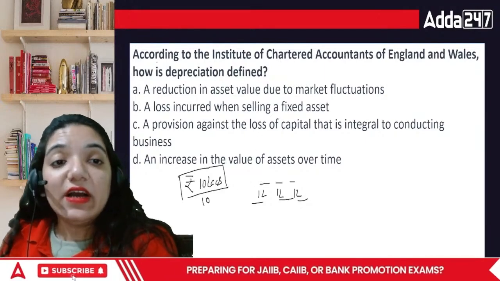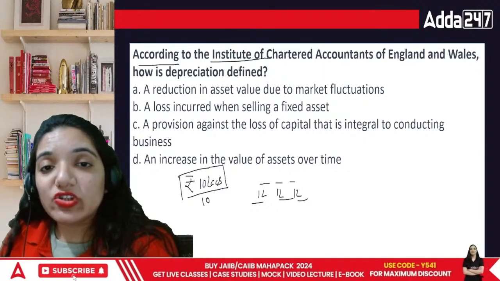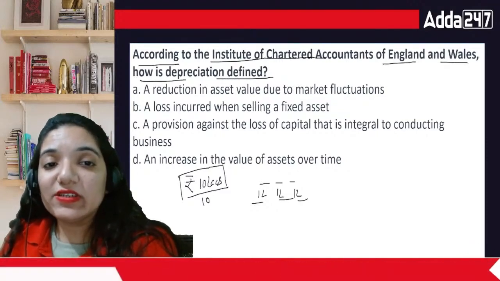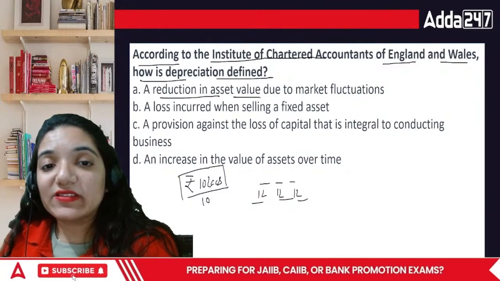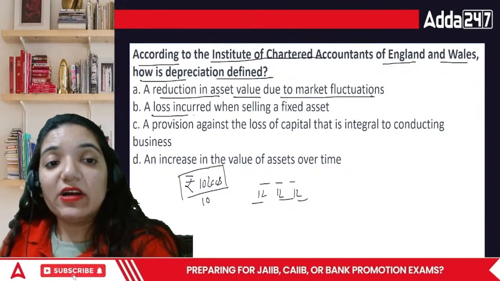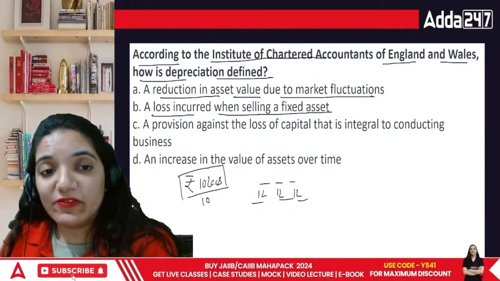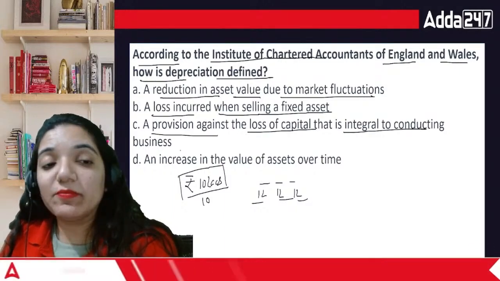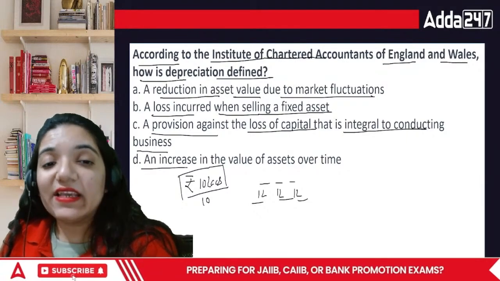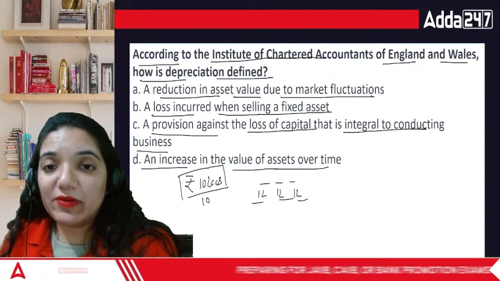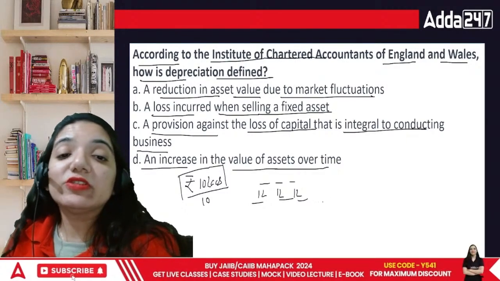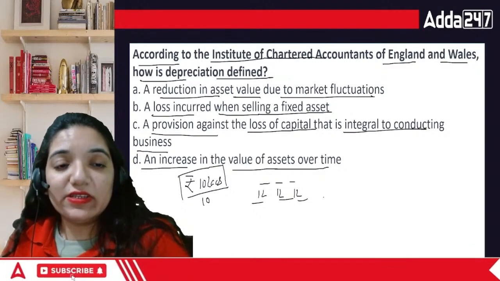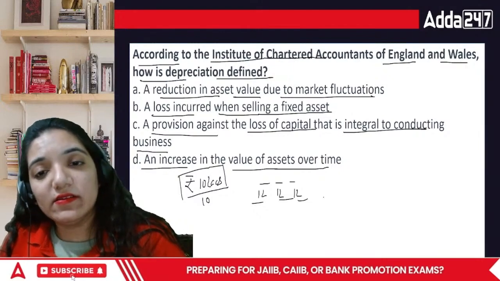Okay? So then, according to the Institute of Chartered Accountants in England and Wales, how is depreciation defined? A reduction in the asset value due to market fluctuations, a loss incurred when selling a fixed asset, a provision against the loss of capital that is an integral part of conducting business, or an increase in the value of assets over a period of time.